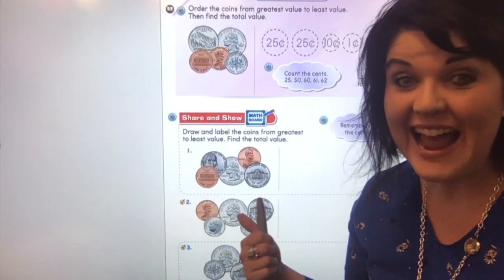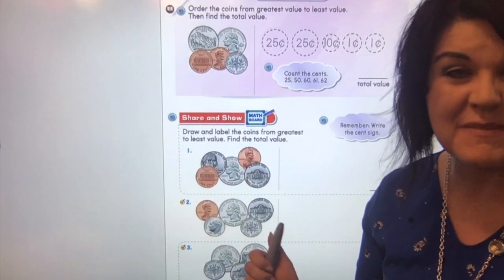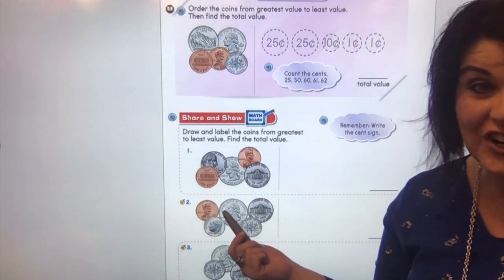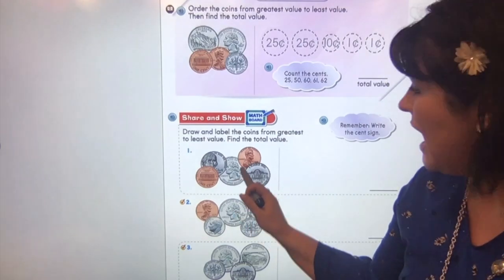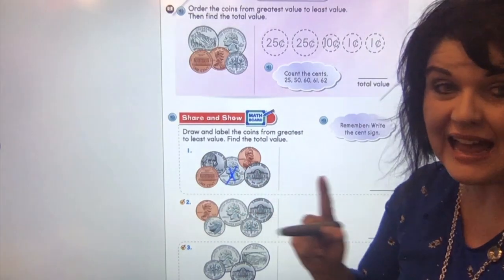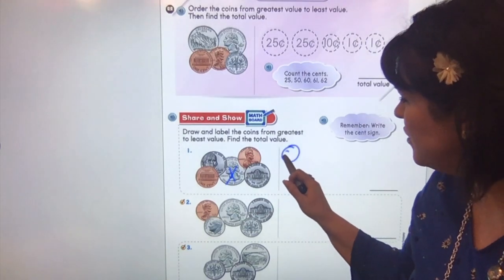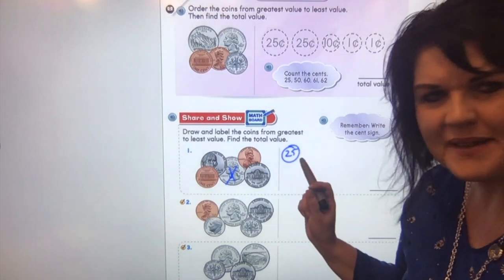Check it out. Now we are going to be having collections of coins, and we have to put them in the order from greatest to least value. Let's get started. So we look right here and we see that we have a quarter. I'm going to cross this out so that I know I won't look at it again. I'm going to put it up here, and I'm going to put my 25 cents in there.